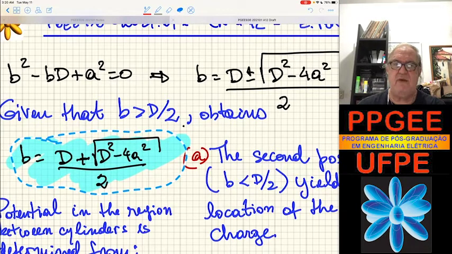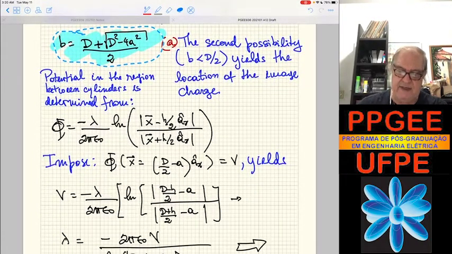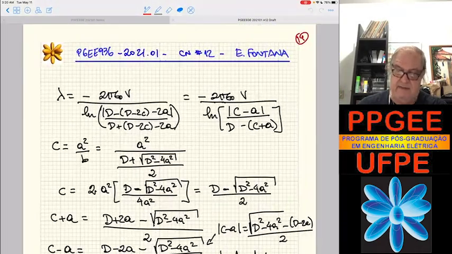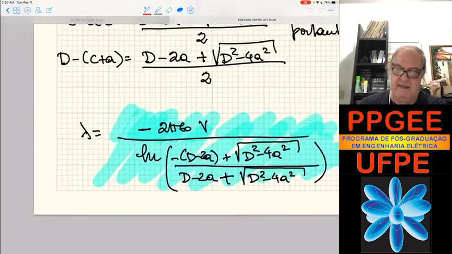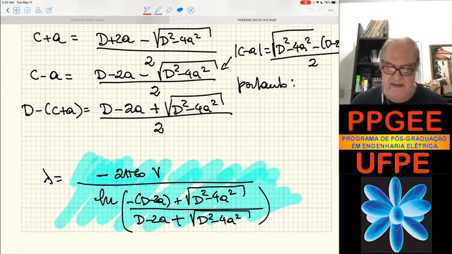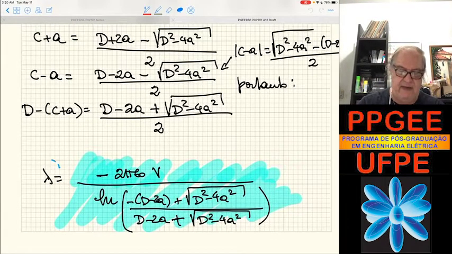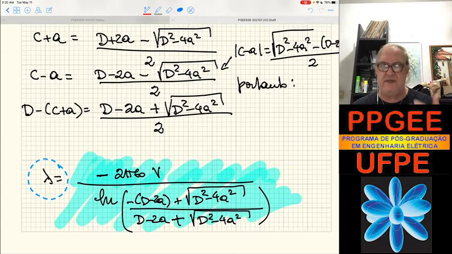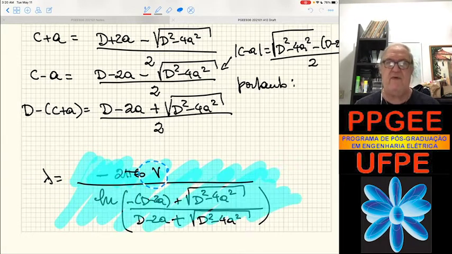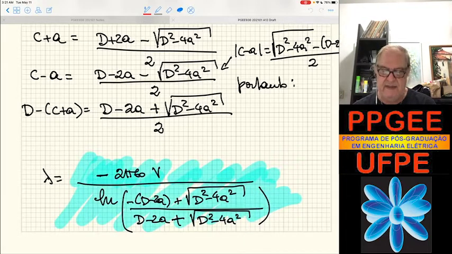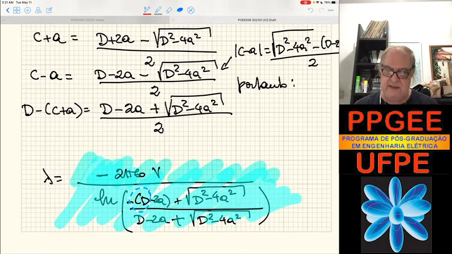If we do some calculation, there's some two pages to do that. I'll leave that calculation to you. Then we find that you have a relationship between lambda, the charge density of this fictitious charge line, and the potential V of one of the electrodes, entirely written in terms of the parameters of the problem: the separation between centers and the radius of the cylinder.